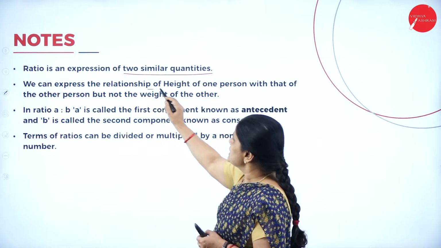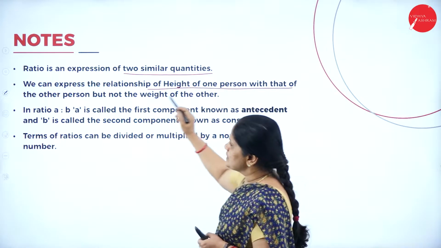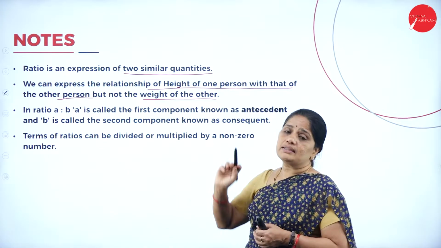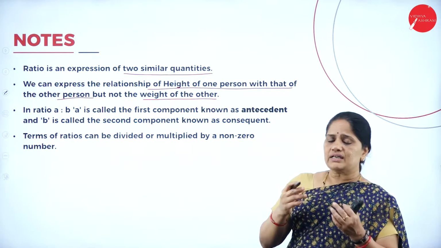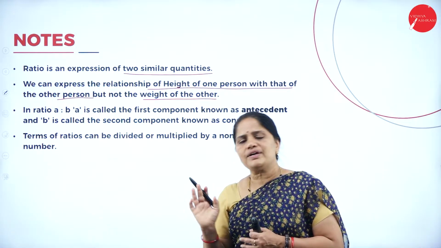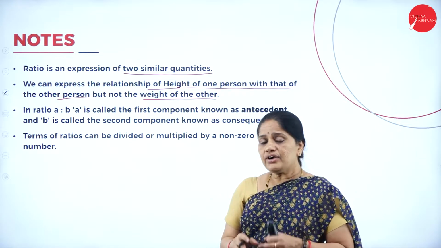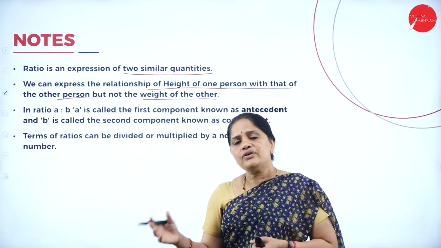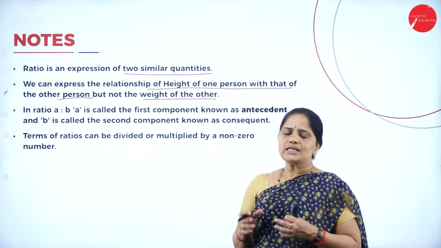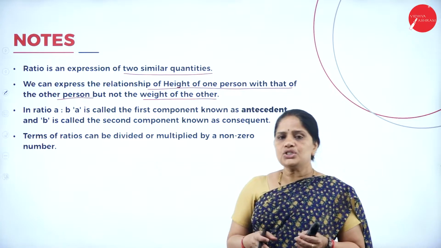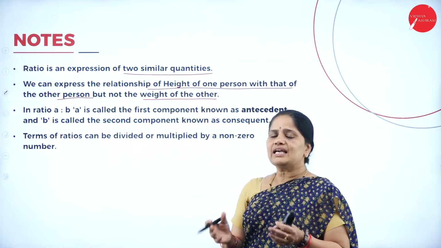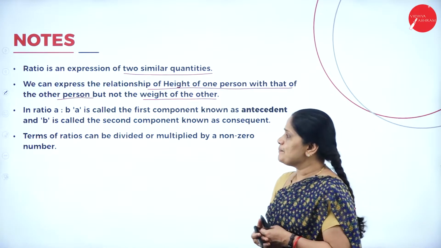We can express the relationship of the height of one person with that of the other person, but not the weight of the other person. If you are giving the height of one person, then we can compare it with the height of another person only. But if you are giving the weight of one person, you have to compare it with the weight of the other person. Whatever the quantities given, they should be of the same kind, and only then does it make a meaningful comparison.